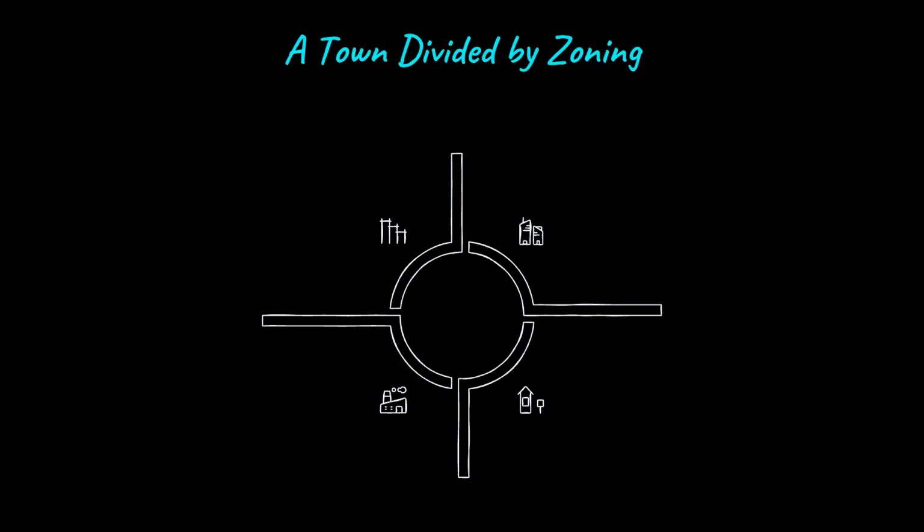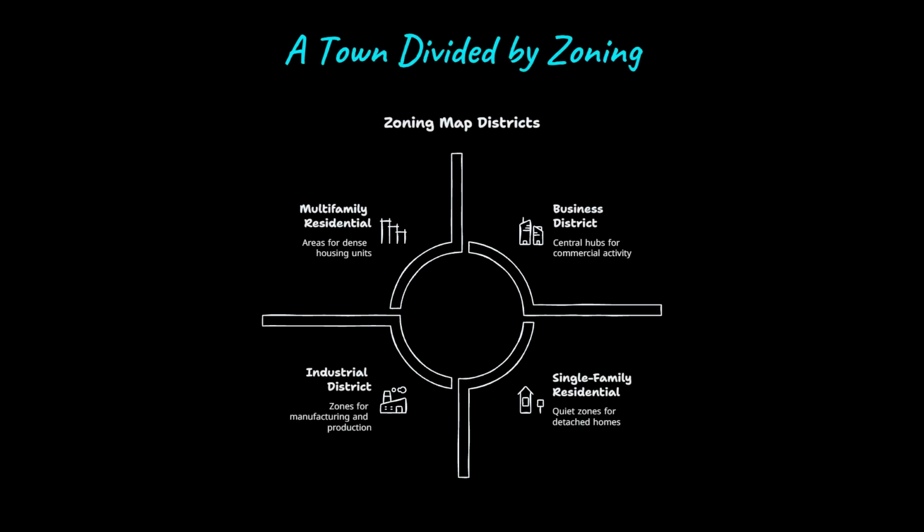Picture a town whose zoning ordinance carves its land into a single-family district, a multi-family district, a business district, and an industrial district. A landowner in the single-family district can build a house, but not a warehouse, because the public ordinance assigns uses by district, binding every owner in that area alike.